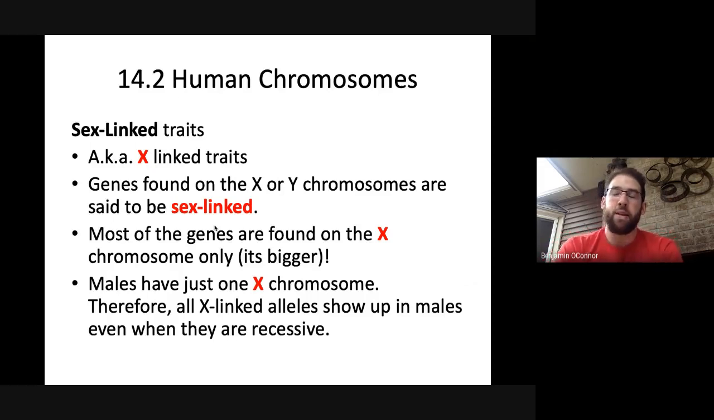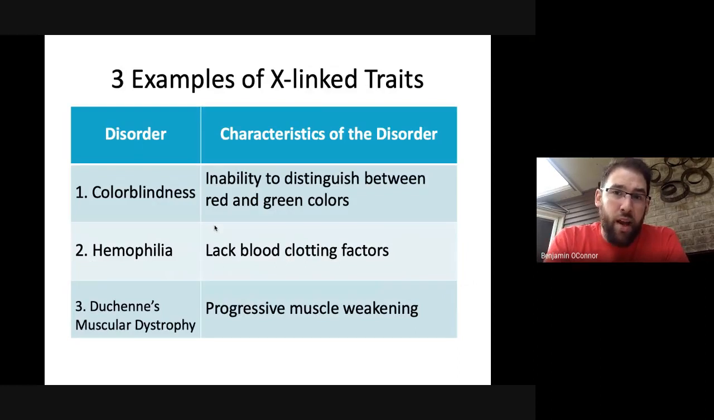Because they're on the X and males only have one X chromosome, there's not another X chromosome to trump that first one. The Y chromosome is obviously different than the X, and that's why even if those traits are recessive, they'll still show up in males. All right, so moving on. Examples of X-linked traits, again, are color blindness, hemophilia, and muscular dystrophy.